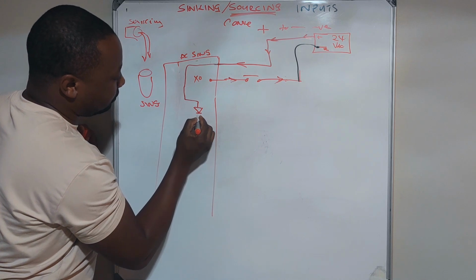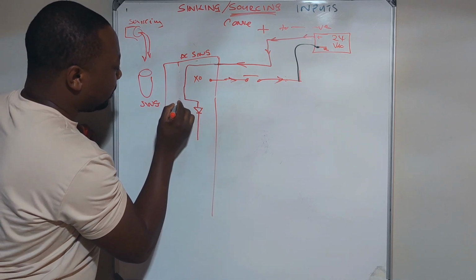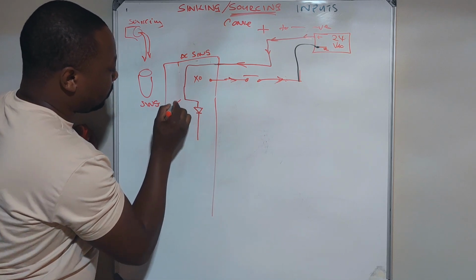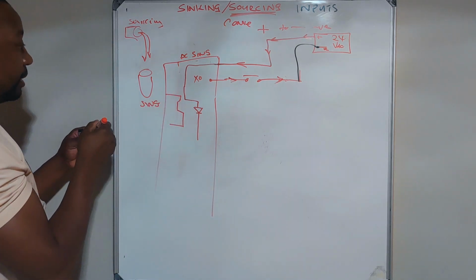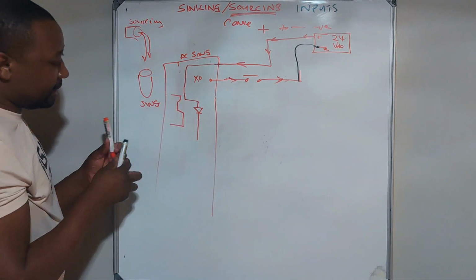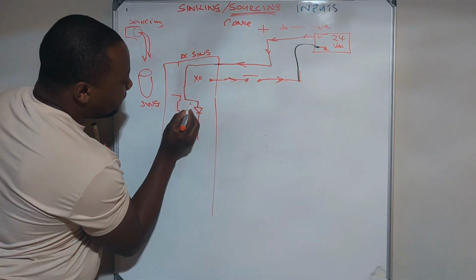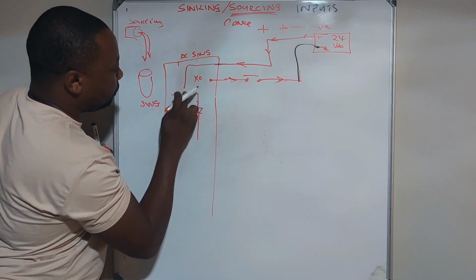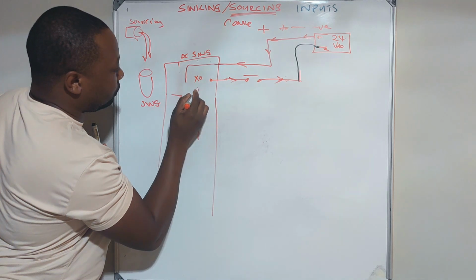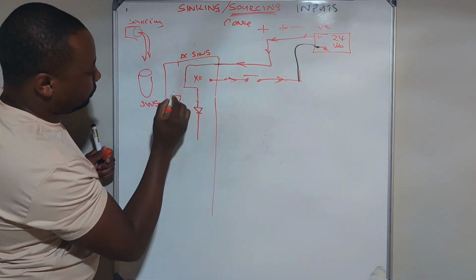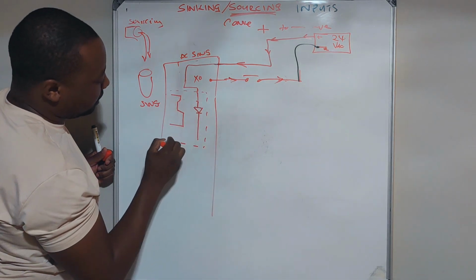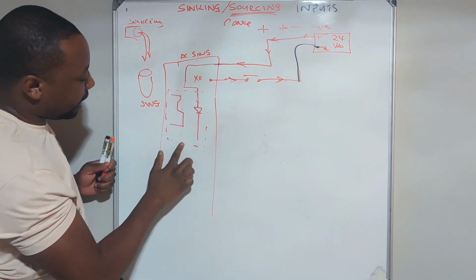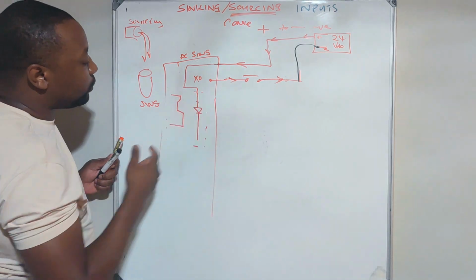Then there's a thing like this here, which is going to your PLC side. This is a circuit that is inside the PLC. Okay, so this is an opto-coupler, an opto-isolator.